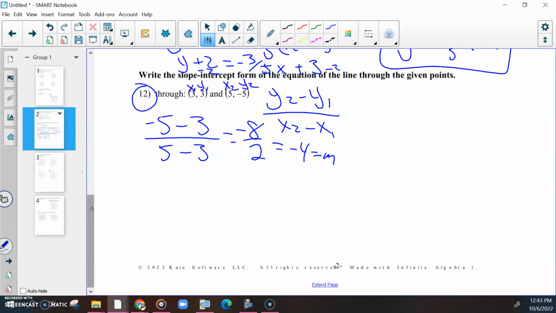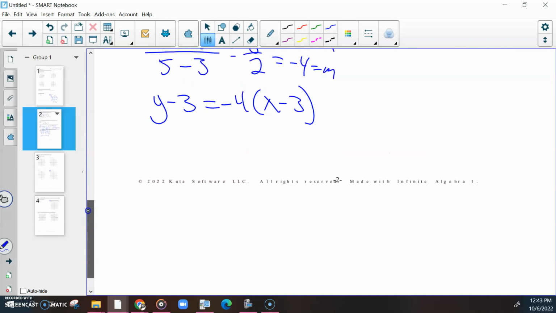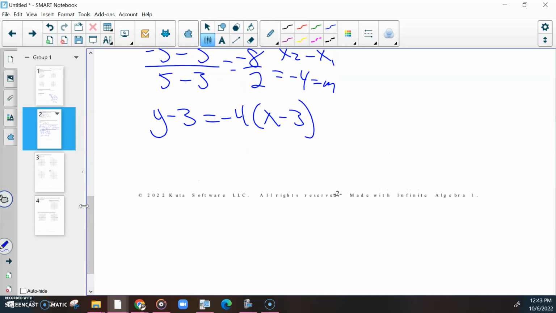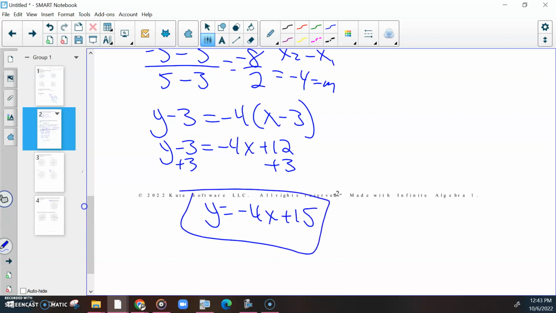Then pick one of the points given, doesn't matter which one, and put it back into that point slope formula. I'm going to use this first one. So y minus 3 equals negative 4 times x minus 3. And then distribute. Be careful with your negatives, double check your math. Get y by itself by adding. And that would be your answer. Questions on that one?